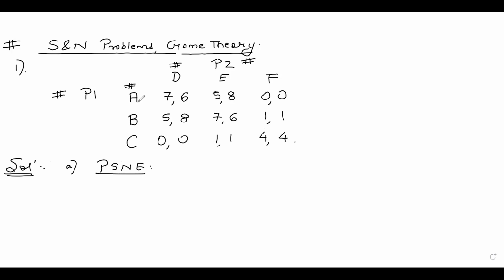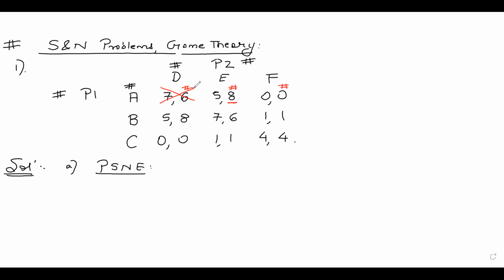So suppose player 1 plays A, then what will player 2 do? Player 2 is going to play E, because when player 1 plays A, player 2 gets the highest payoff from playing E. Compare the payoffs 6, 8, and 0. You can clearly see that 8 is the highest. So player 2 is going to play E. So that means A comma D is not the Nash equilibrium, because when player 1 plays A, player 2 is not going to play D. She is going to play E.